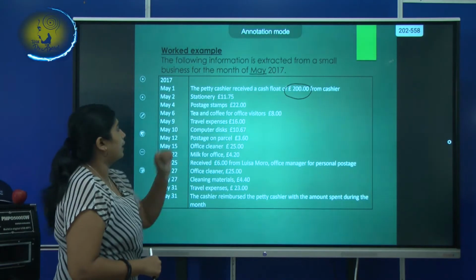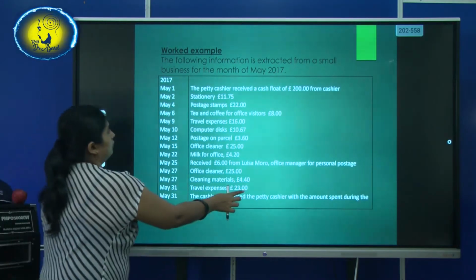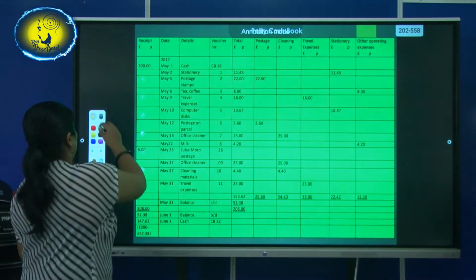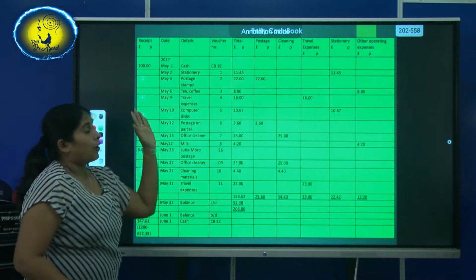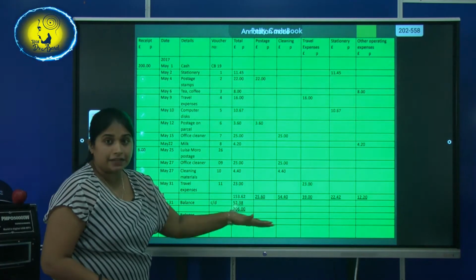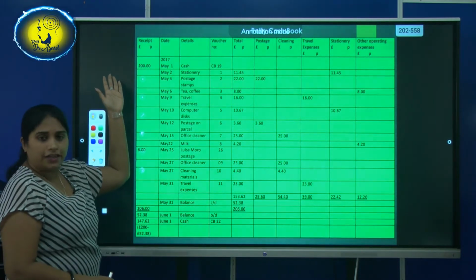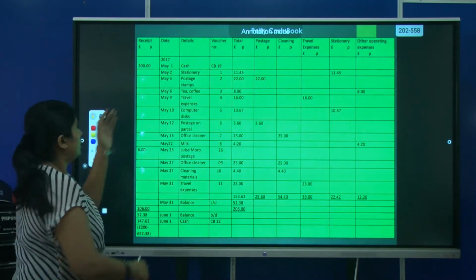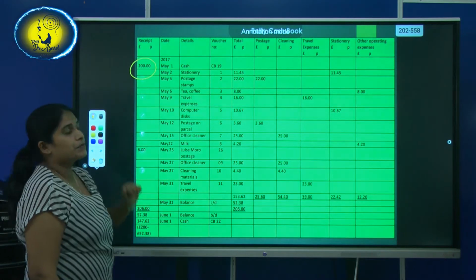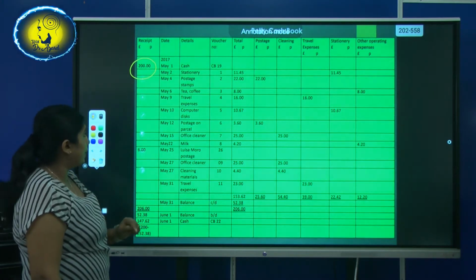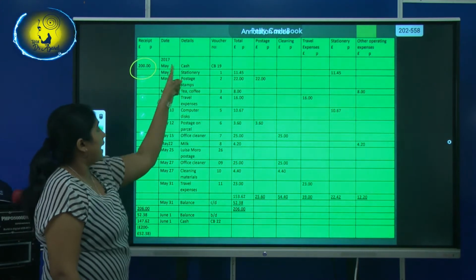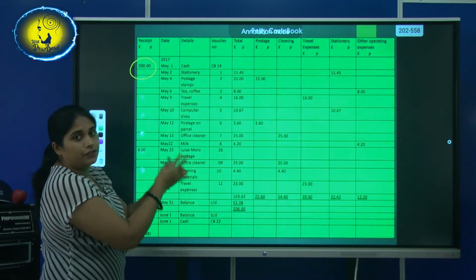Now I'll show you how to record this. When you receive this 200 from the main cashier, it relates with the cash book. So the cash book will be decreased and the petty cash will be increased. So petty cash will be debited. What is the only column we have on the debit side? The receipt column. So that 200 will be recorded in the receipt column. Date will be the 1st of May, and as detail you can enter the name of the accounts.